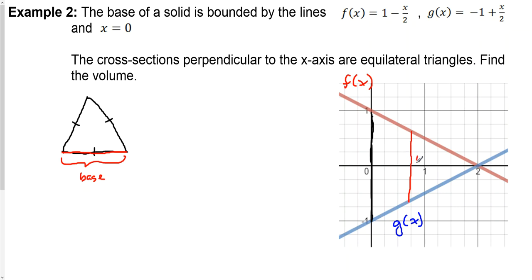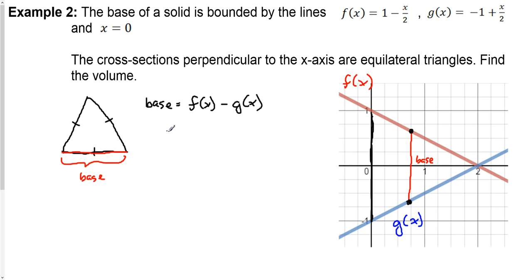Okay, this is like our base along there. Okay, so we need an expression here for the area of this cross section here. Well, we can start by getting an expression for this thing that we have called the length of the base. So the base of this triangle is going to be the distance between our two functions here. So we can express this as just the value of f at x minus g at x.